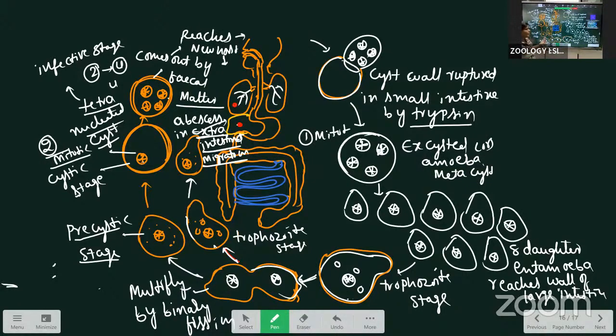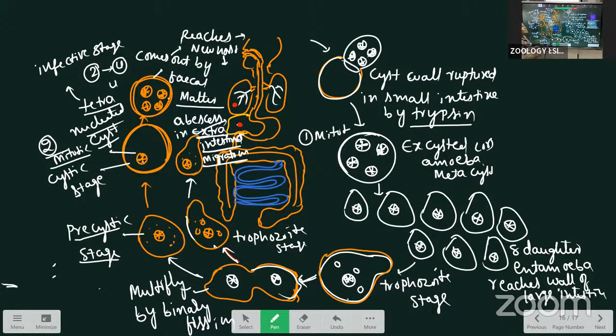Next, in this lesson, mostly four are important, but I'm taking only three. The next is Plasmodium vivax. In Plasmodium vivax, two cycles are there: the man phase and the mosquito phase. Then the Ascaris life cycle and the Wuchereria bancrofti. These life cycles are important. We will discuss them in the next class.